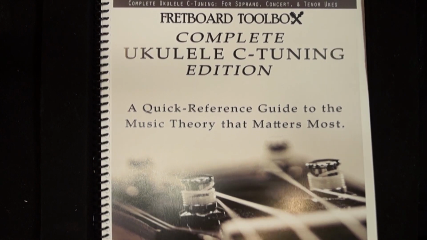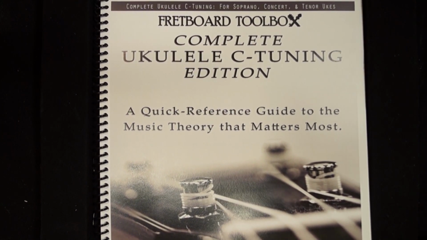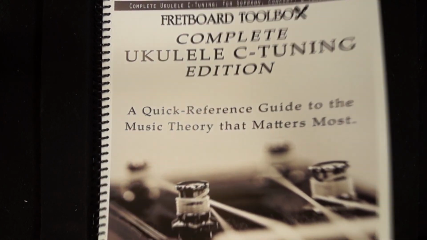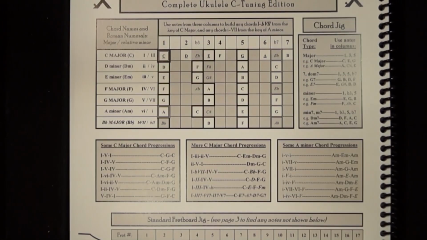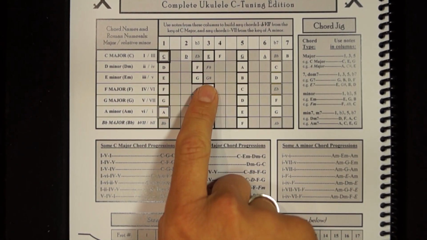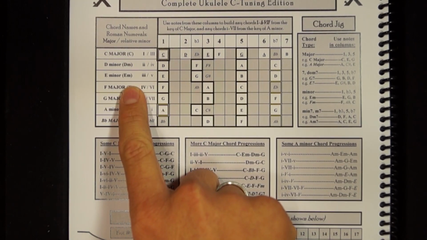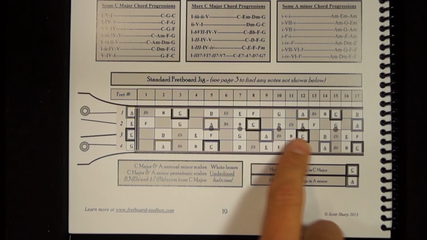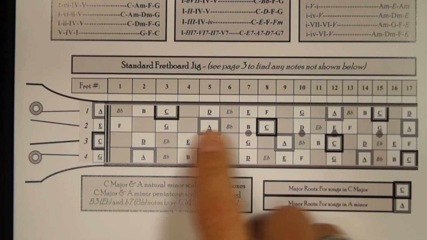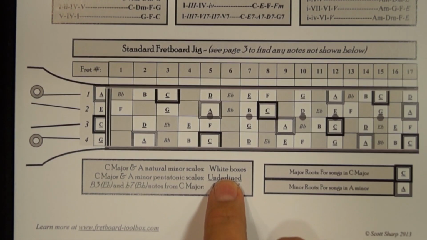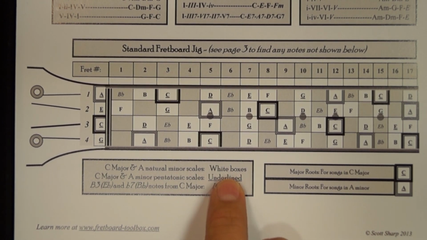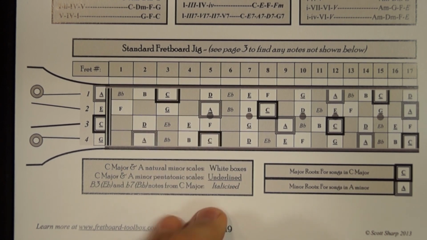Okay, for this lesson on chord progressions we'll be looking at the Fretboard Toolbox Ukulele C Tuning Edition, turning to page 19, which is the key of C major page. I've got videos showing how to build all of these chords all over the fretboard, and how the major scale notes are shown in white boxes, and the major pentatonic notes are also in white boxes, but here they're underlined as well.